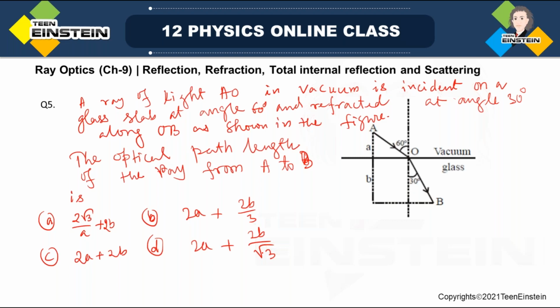So optical path length means, see, this is in air, and this is glass, right? So this AO will be AO only. So optical path length from A to B will be AO, this much length, plus mu, the refractive index, into OB. So this will be the optical path length. Now we have to find out what is OB, what is AO.